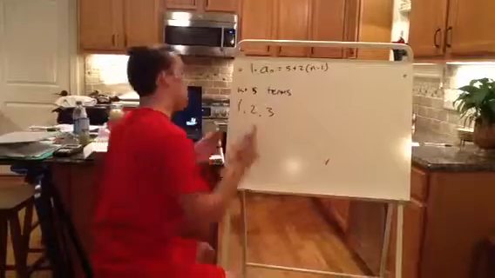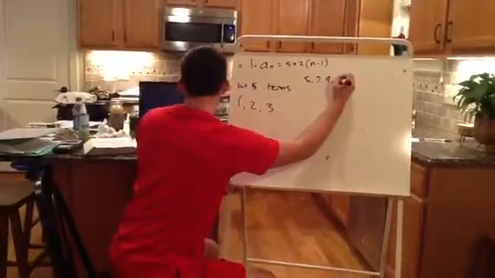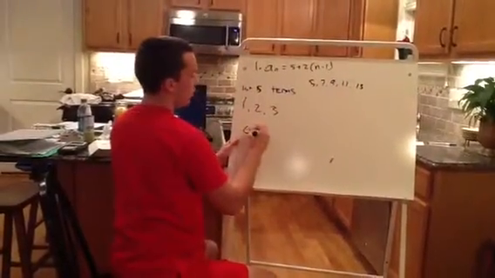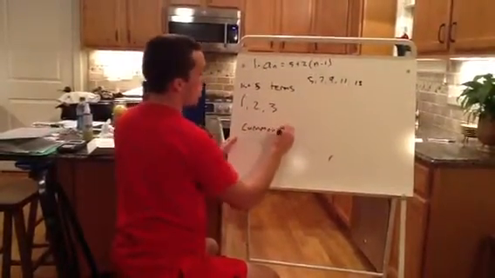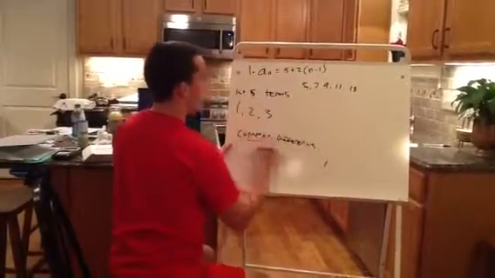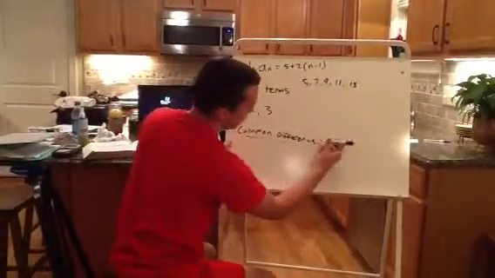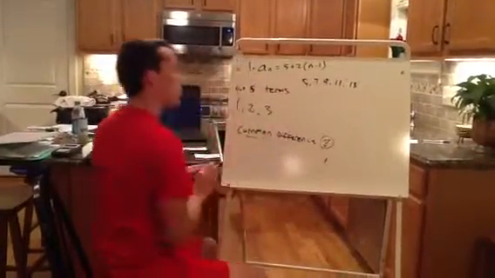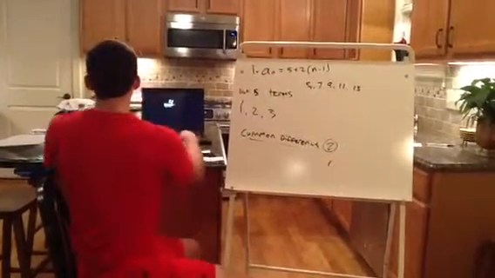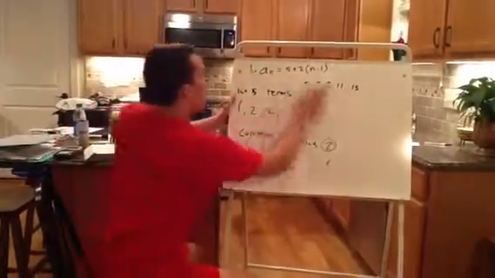And when you do that, it comes out 5, 7, 9, 11, and 13, and it also asks for the common difference, and that would be 2, of course, because 5 plus 2 is 7, 7 plus 2 is 9, and so on. So 2. And so that one's pretty easy. All you have to do is plug in the number for n. So we'll do number 2 now.